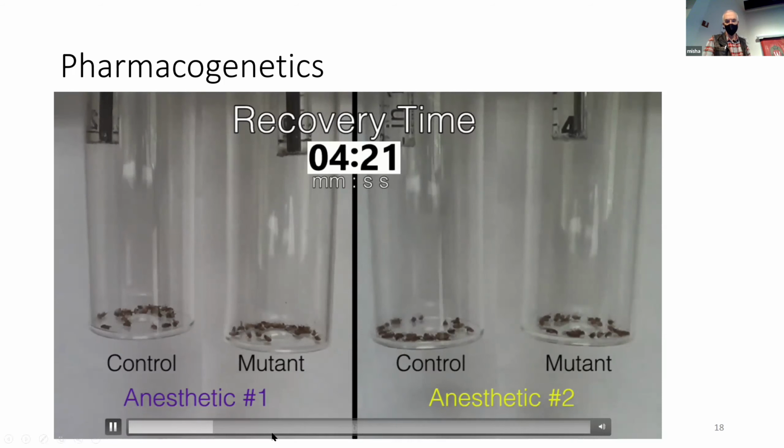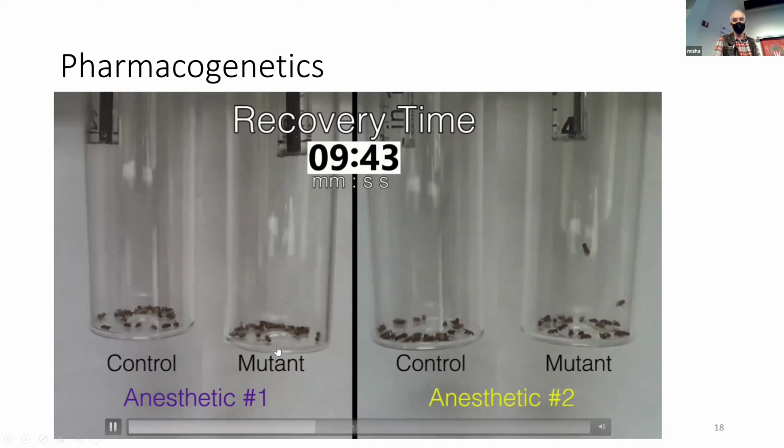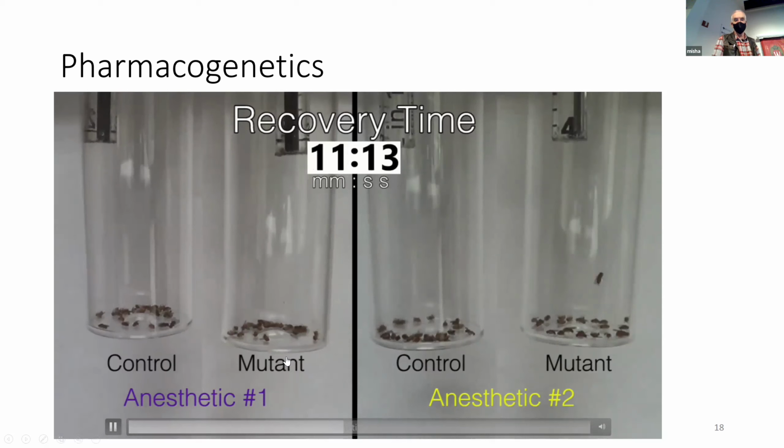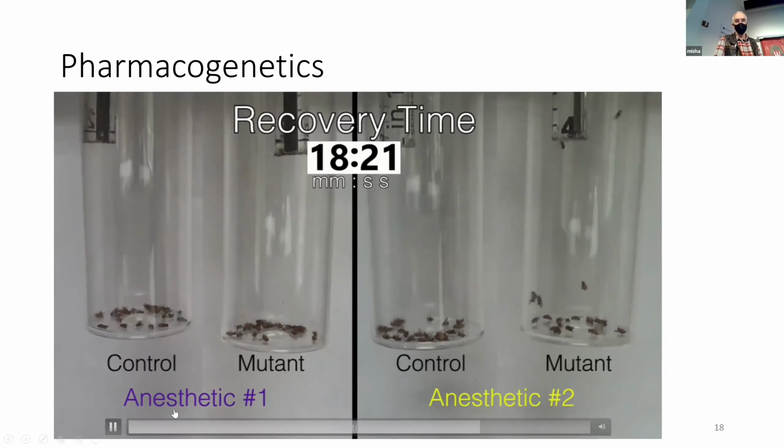You can see that here the flies are starting to move with anesthetic number 2. The mutants are starting to move. Well, here everything is flat out. And I will then tell you why this is important. You see how these guys run around. This just started, and there is complete silence, or basically complete silence, under anesthetic number 1.